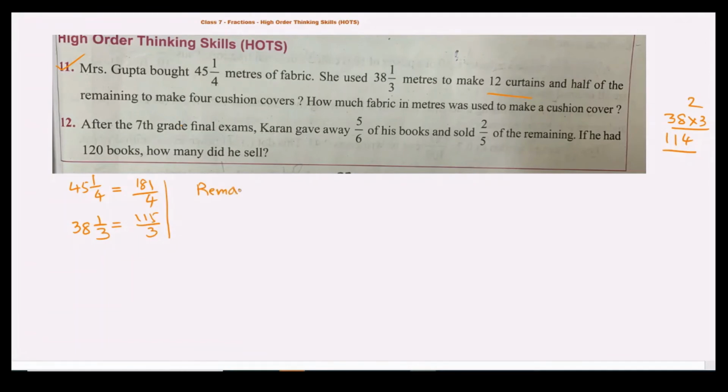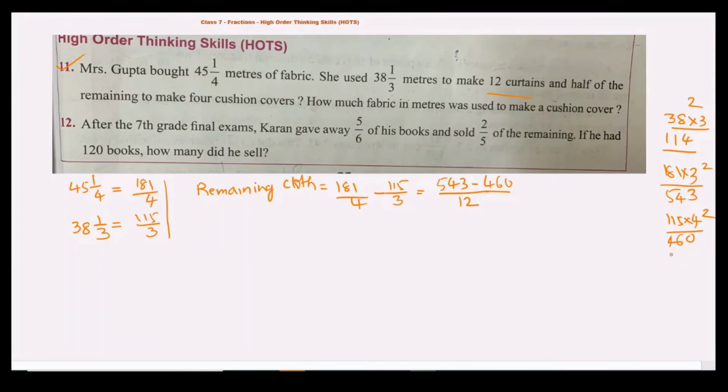What is the remaining cloth? Remaining cloth is nothing but total cloth she purchased, that is 181 by 4 minus 115 by 3. So here 12 is the LCM. 181 into 3 times, 4 into 115. So I am just doing 181 into 3 times. 3 1s 3, 3 8s 24, 3 1s 3 plus 2, 543 is the first numerator, minus 4 times of 115. 115 into 4 times, 4 5s 20, 4 1s 4 plus 2 is 6, 4 1s 4, that is 460.